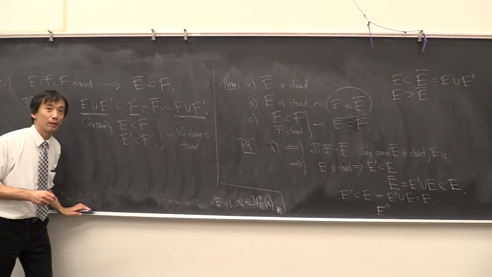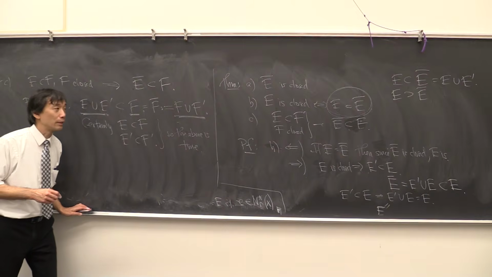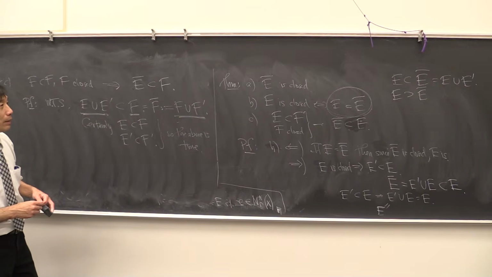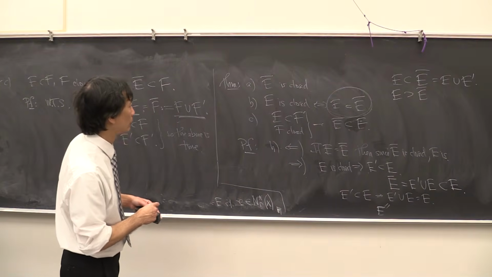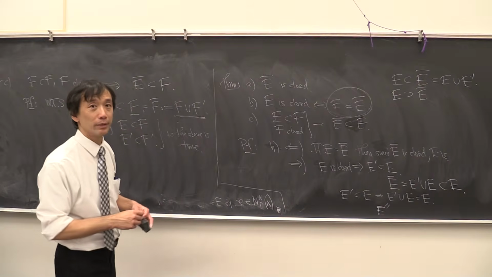Yes, Rishi. The more general statement that we've just shown is that the closure is monotone, right? So if E is a subset of F, then the closure of E is a subset of the closure of F. And then this case just falls out because closed sets are their closure. That's true. Yeah, that'll do.